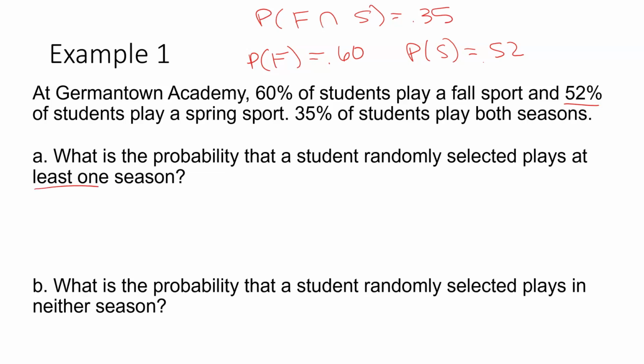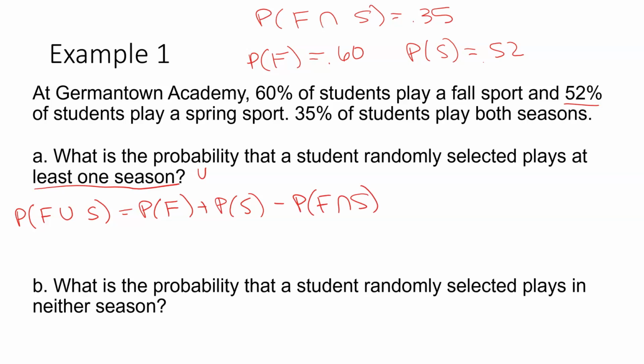So we want to know at least one. At least one is going to be our union here. So we want to know the probability of fall or spring. That's the probability of fall plus the probability of spring, subtracting any overlap, that intersection between the two. So that would be 0.60 plus 0.52 minus 0.35, and we end up getting 0.77. So the probability is 77% that they will play at least one season.